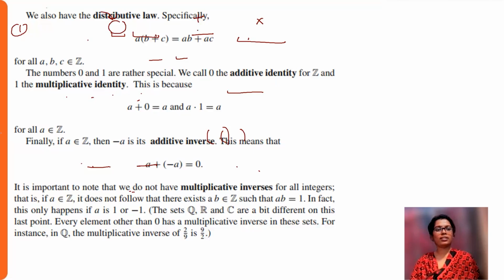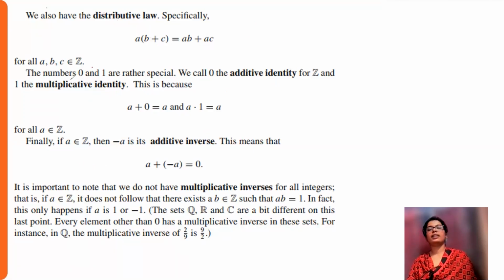Now, if we talk about the distributive property, the distributive property is not yet required in the case of groups, but we can see what are the properties that are satisfied by the elements of Z. So we have that A multiplied by the B plus C.